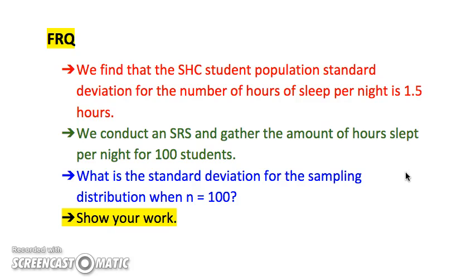We find that the SHC student population standard deviation for the number of hours of sleep per night is 1.5 hours. We conduct an SRS and gather the amount of hours slept per night for 100 students. What is the standard deviation for the sampling distribution when n equals 100? And show the work there in the free response.